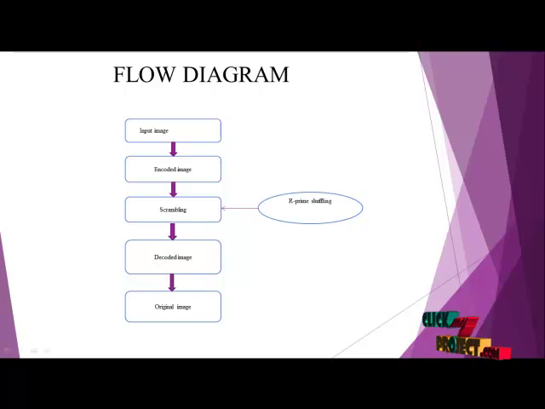In the scrambling method we are using R prime shuffling. R prime refers to the rows of our input image. Next we have to decode the image. In R prime, only the row values of the image are taken to scramble. When we decode the image, only the row values are decoded to show the original image.